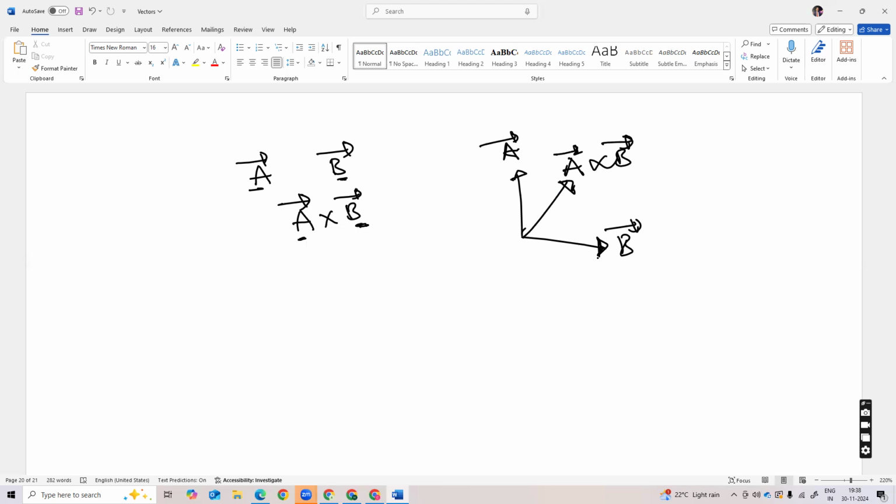In a similar case, if you find out B cross A, first of all you will point all four fingers towards B, and then you will rotate them towards A. So B cross A will be in the opposite direction to A cross B. You should always keep this in your mind, their directions are very important.